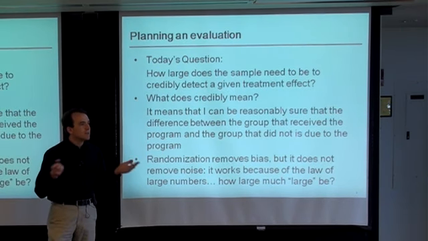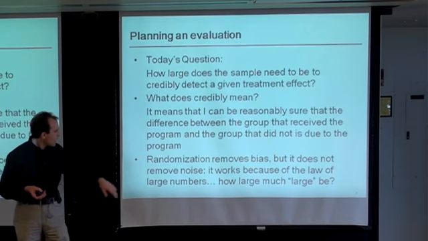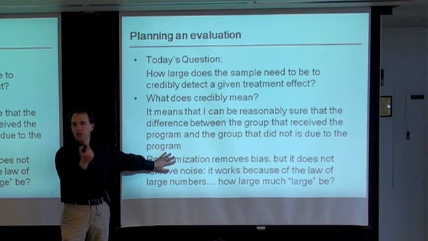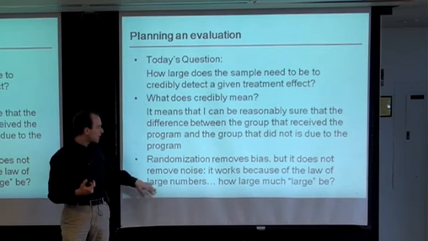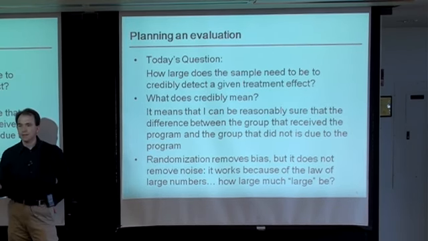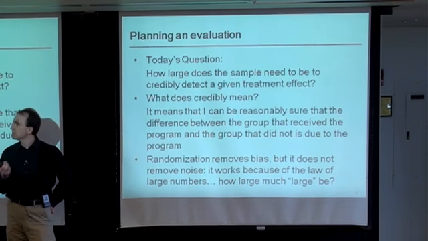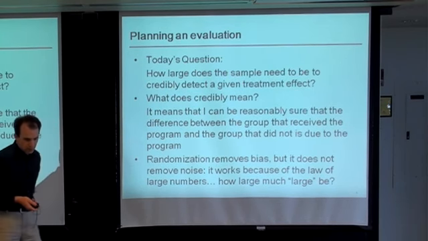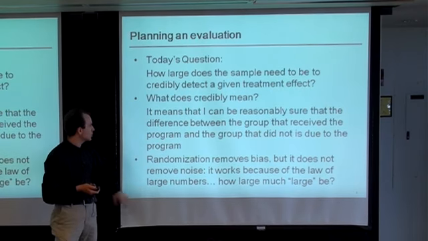But there's going to be some variation in the outcomes between the two groups. Randomization is going to remove the bias. We expect the two groups to be the same, but there still could be noise. So another way of thinking about this lecture is that it's all about the noise, and how big a sample we need for the noise to be sufficiently small for us to credibly detect differences between the two groups. So that's what we're going to talk about: basically, how large is large enough to get rid of the noise.